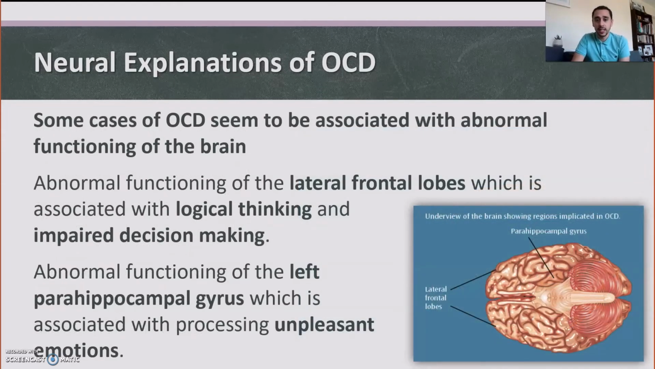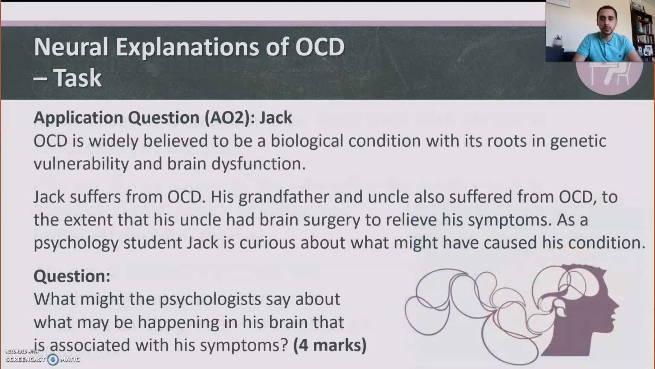So if I was to summarize that, there are some cases of OCD that seem to be associated with abnormal functioning in the brain. Abnormal functioning of the lateral frontal lobes, which is associated with logical thinking and impaired decision making, and abnormal functioning of the left parahippocampal gyrus, which is associated with processing unpleasant emotions. People with OCD, they may have abnormal functioning of these specific parts of the brain, and you can see what part they're associated with.